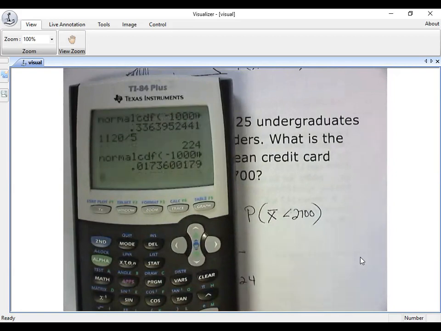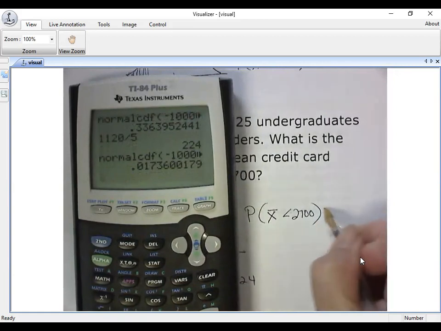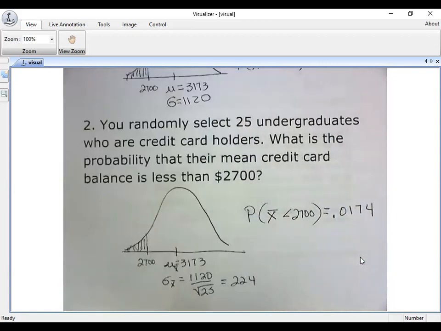What's the probability that this would happen? 0.0174, less than 2%. Now, that's a big difference. Would you agree? Is it logical when you think about it that if I've got 25 people in my sample, that the average of their credit card debt would be less than 2,700? You see why that's so different from one particular individual? Would you say this is an unusual event if it occurs? Yes.